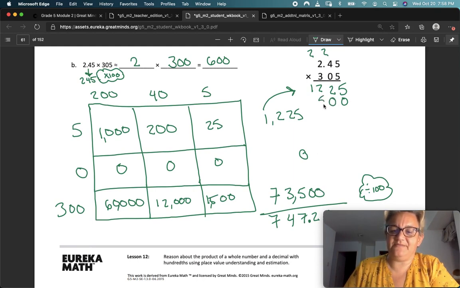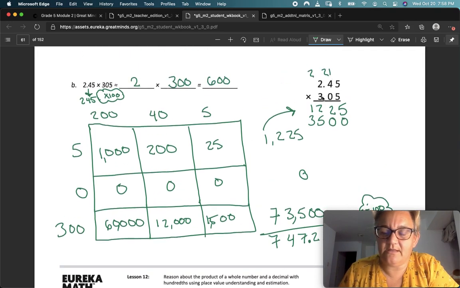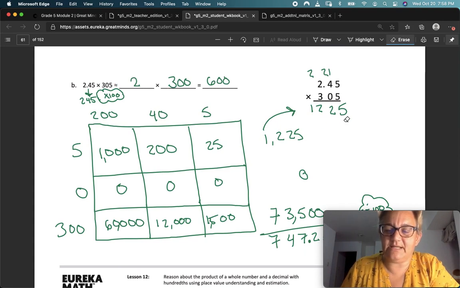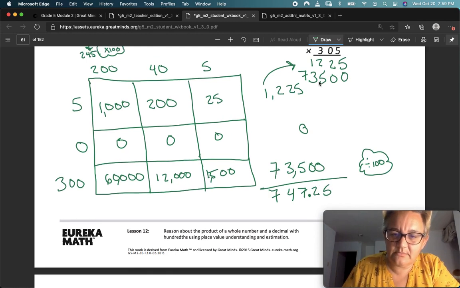3 times 5 is 15, carry the 1. 3 times 4 is 12, plus 1 is 13. Wait a minute, did I make a mistake down here? 3 times 4 is 12. I might have. This is why it's a good idea to do it 2 different ways so you can catch mistakes. 5 times 5 is 25, carry the 2. 5 times, I know that's right, okay. Then the 0. And this is 5, carry the 1 is 12, 13, carry the 1, 7. Look at that. No. Oh, I did okay. I'm sorry, I was getting confused by the answer down there.